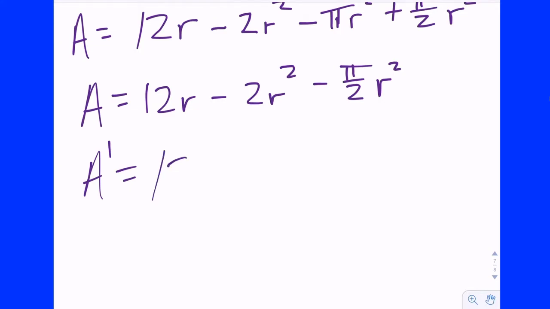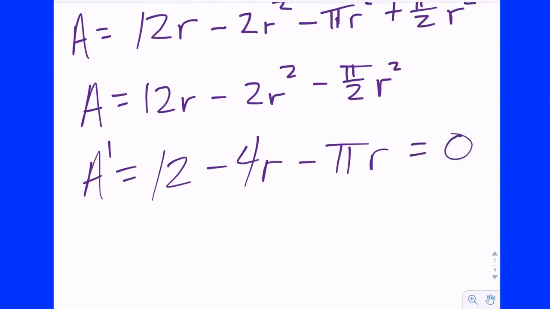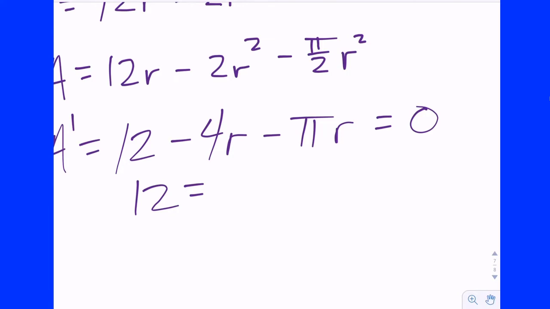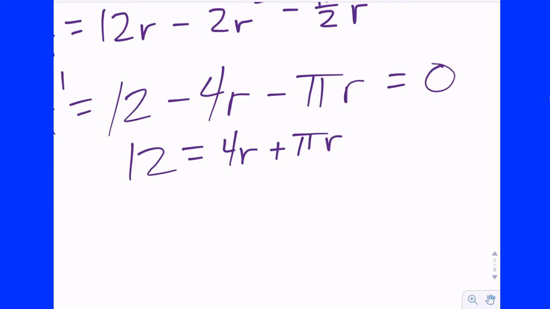The derivative would be 12 minus 4r minus pi r. And now I set that equal to 0. And at this point, if I'm trying to solve for r, let's separate the r terms from the number terms. In this case, I will not do the double move. I'll leave the 12 on the left and move the r terms to the right. But now to get a single r representative, I do want to factor out the r.